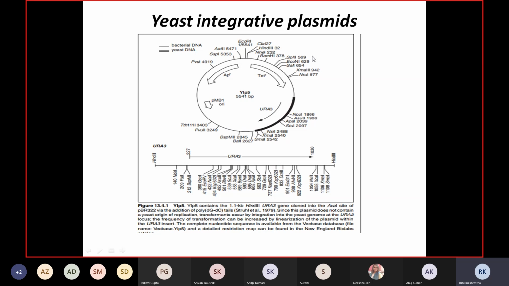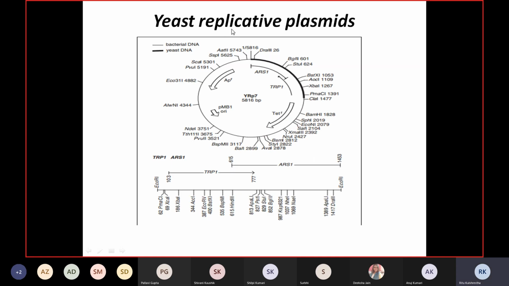So they use a yeast host strain which has the URA3 gene, and this URA3 gene is also present in the plasmid. Because they both are homologous, the URA3 genes, there is a chance event of recombination between those, and then this plasmid can get integrated into the yeast genome. So that's why they are called yeast integrative plasmids.